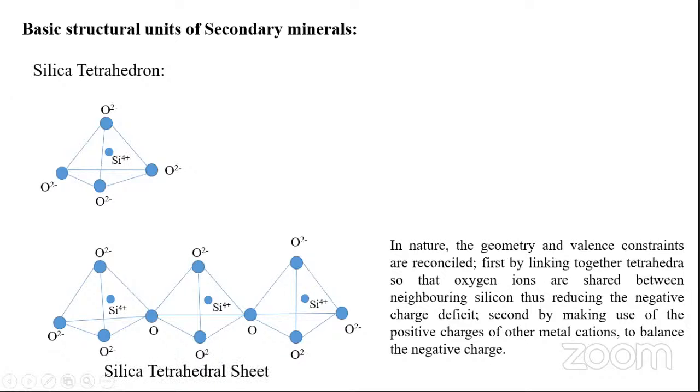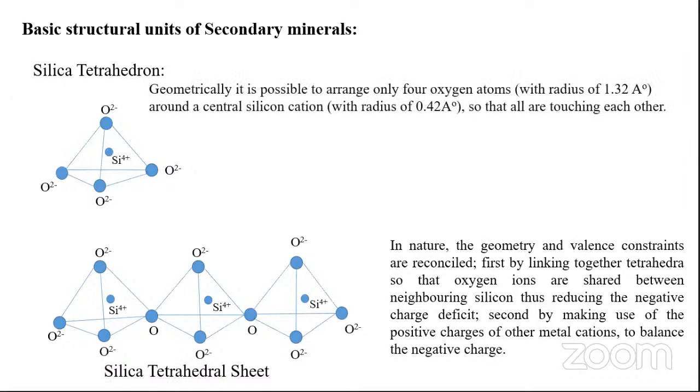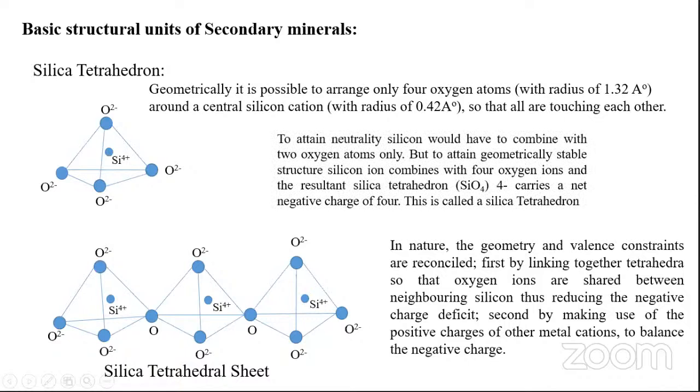So what next? The general geometric positions. This theory is for your reading purpose. Geometrically, there will be four oxygen atoms with a radius of 1.32 angstroms and a central cation, which I have already explained, of around 0.42 angstroms, touching all the corners. To attain neutrality, whatever I explained is in theoretical form. You can read this for reading purposes. It will satisfy each one's charge.